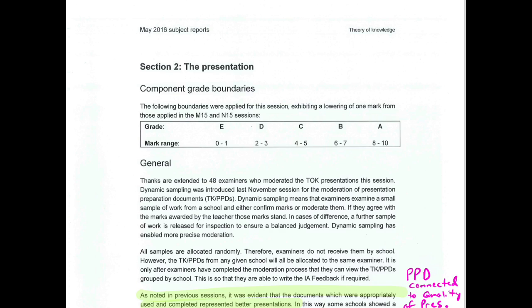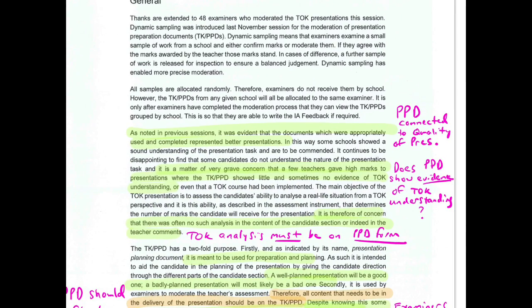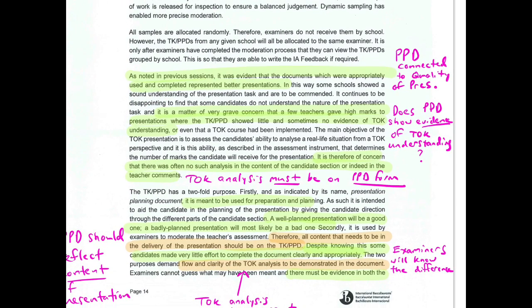This document has some interesting information in it. There are 48 examiners out there who moderated the marks last year. If we move down the page, this section here is just telling you a little bit about how it's marked, and that's fine. You're welcome to read that. As we go down, we see that the IB is basically telling us the PPD reflects the quality of the presentation. Now, they only see the PPD, so they may not know that. But that gives us a strong indicator that they think of it in this way.